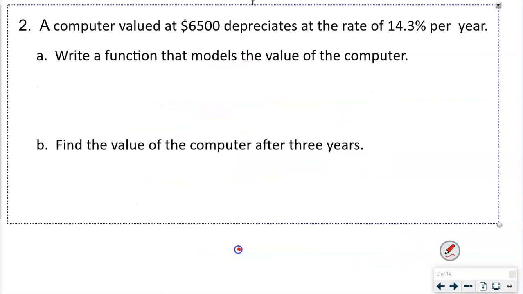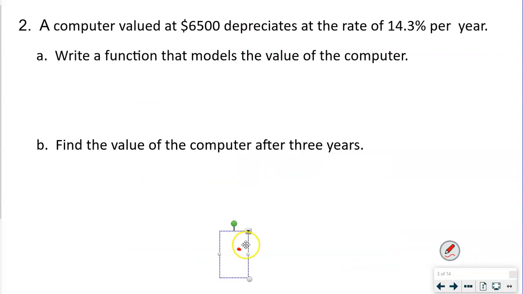All right, so on this one, it says a computer valued at $6,500 depreciates at the rate of 14.3% per year. Write a function that models the value of the computer. So here again, our A of T. Now the difference with this one is it's depreciation. Okay, so that means that we're going to subtract.